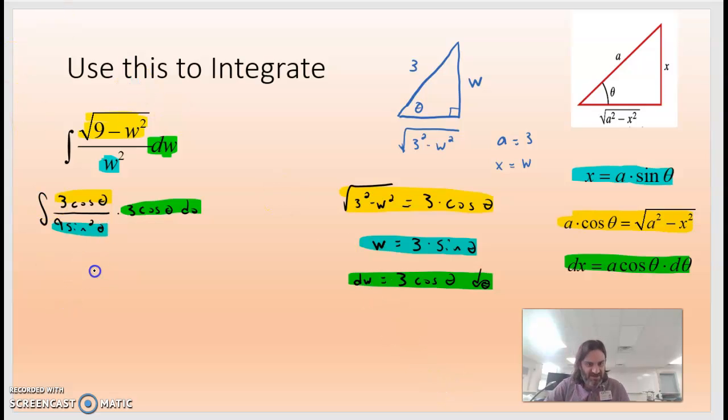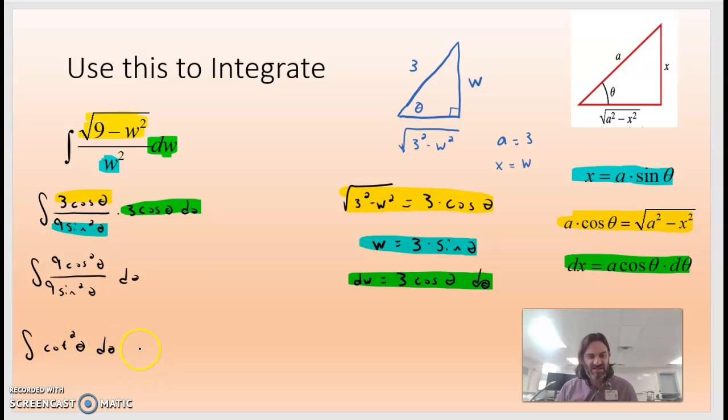So if we clean that up, we have basically 9 cosine squared on top over 9 sine squared d theta. Well, that's the same thing. The 9's would cancel out, so that's the same thing as saying we have cotangent squared of theta d theta, because cosine over sine is cotangent.